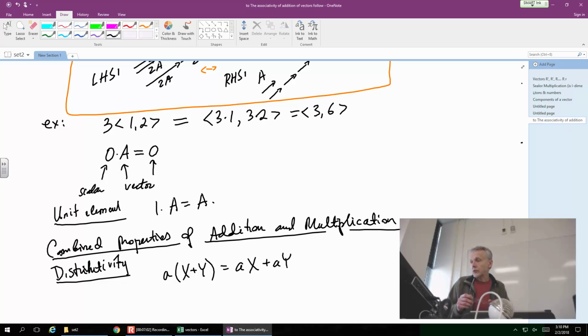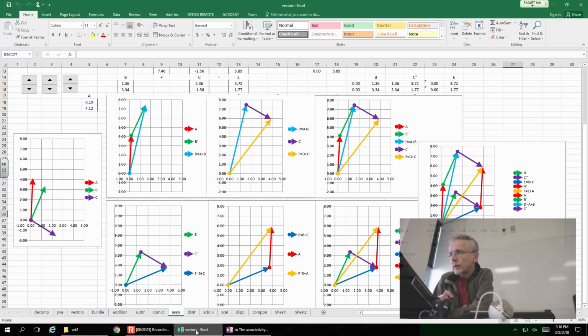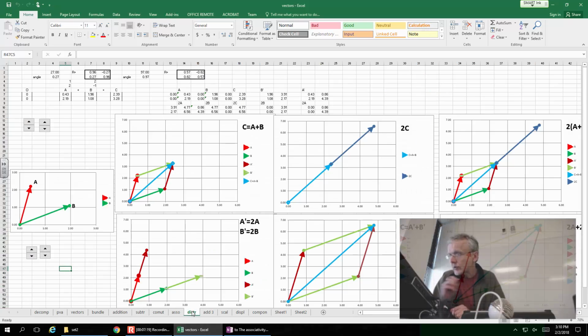Let's illustrate it. I actually have this. Just to remind you, this was the illustration of associativity, and we also have commutativity. But now let's have here this distributive property. Okay, so let's see what's happening here.